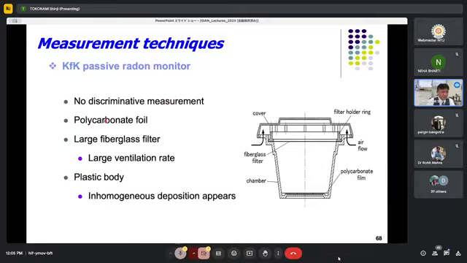The polycarbonate film is used as a detecting material. Here is a large area glass fiber filter, which results in a large air exchange rate. And this is a plastic body. We are concerned with inhomogeneous, heterogeneous deposition on the inner wall.